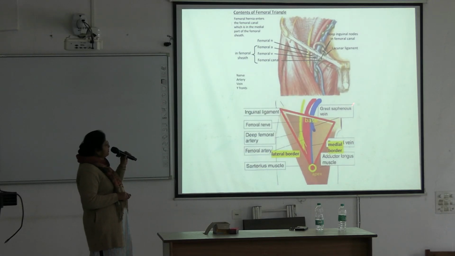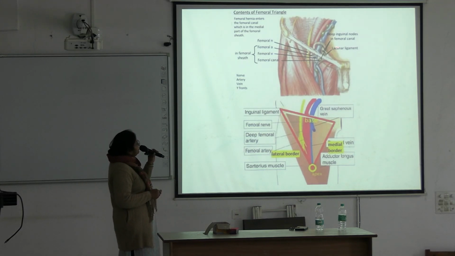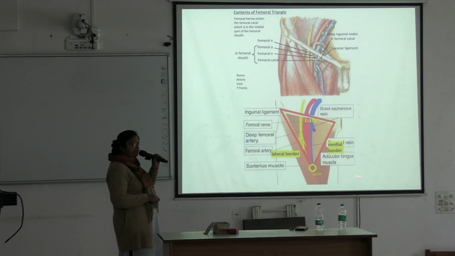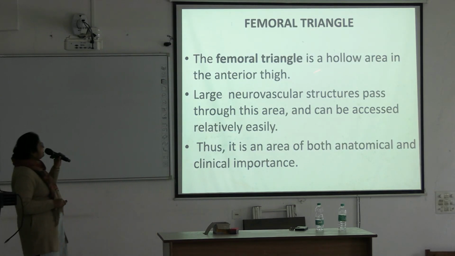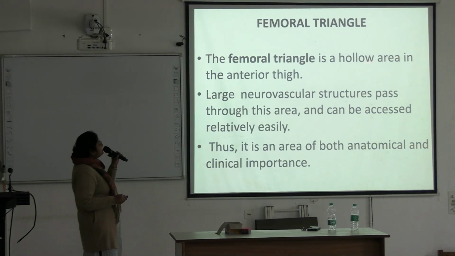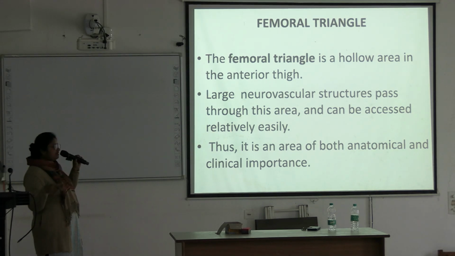Apex is formed by joining of two medial and lateral boundaries. Lateral boundary is formed by the Sartorius. This muscle is Sartorius. Medial border of Sartorius is forming the lateral boundary, and medial border of the Adductor Longus is forming the medial boundary. Okay, and these two boundaries are joining here at the apex. So femoral triangle is a hollow area in the anterior thigh, and large neurovascular structures pass through this area and can be assessed relatively easily.